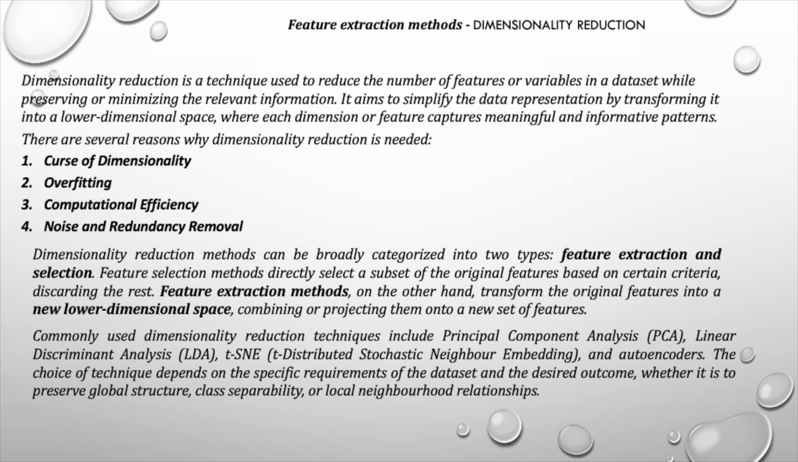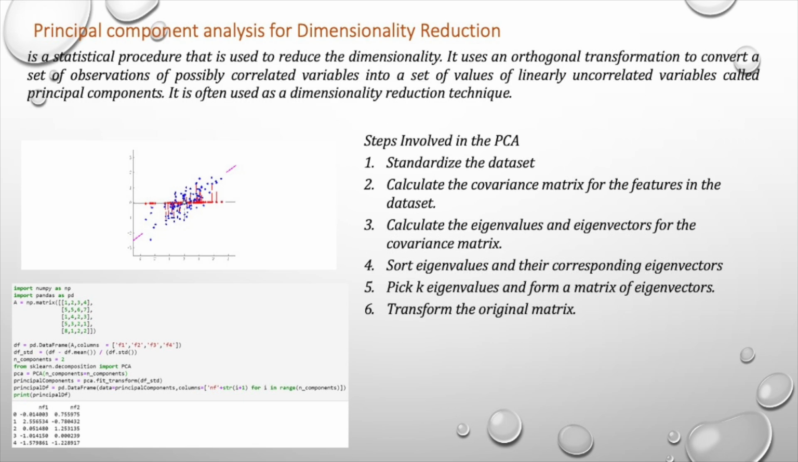Dimensionality reduction techniques. Dimensionality reduction methods such as principal component analysis, PCA, and linear discriminant analysis, LDA, can be used for feature selection indirectly. These techniques transform the original feature space into a lower dimensional space by creating new features that capture the most important information. The transformed features can be ranked or selected based on their contributions to the explained variance or class separability.